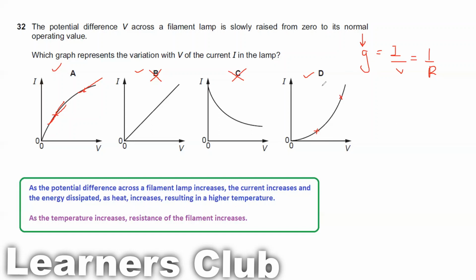If the gradient is increasing, resistance is decreasing. That's completely wrong. We need to find a graph that increases the resistance, which means decreases the gradient. So here you can see the slant is decreasing. So the answer for this question is choice A.